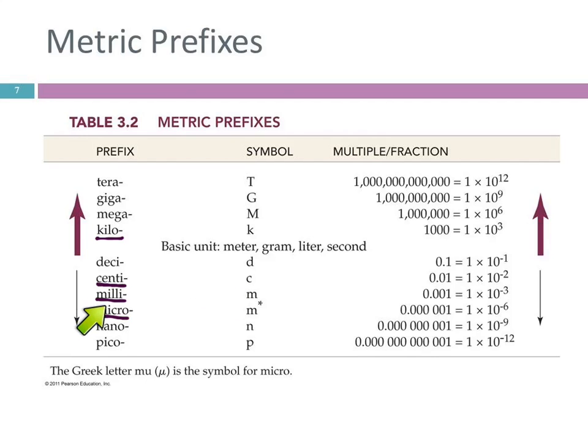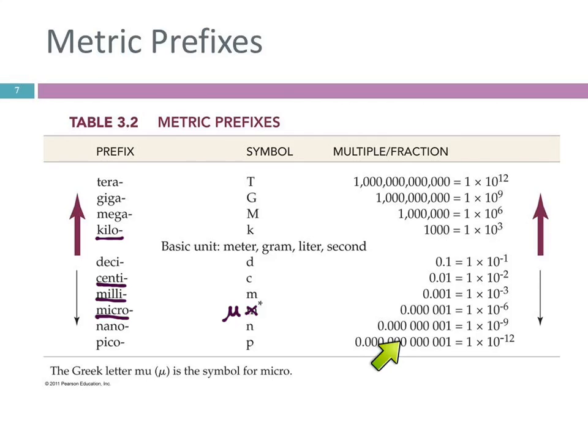But then there's also micro. And good grief, what happened on this table? That's not supposed to be there. It's the Greek letter mu, because we ran out of English M's, so we turn to the Greek alphabet when we need more letters. So mu is the symbol for micro. I think there was an error in the table, because I'm pretty sure that's supposed to be micro there, not M with an asterisk. I think it's supposed to be micro, mu with an asterisk.